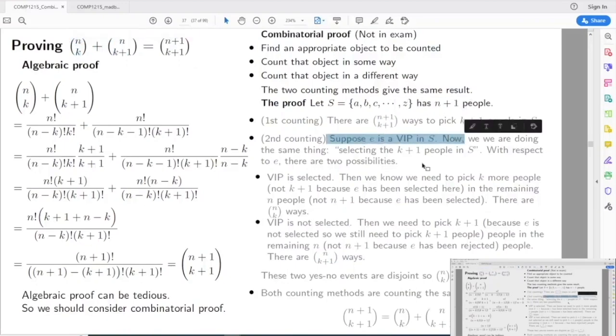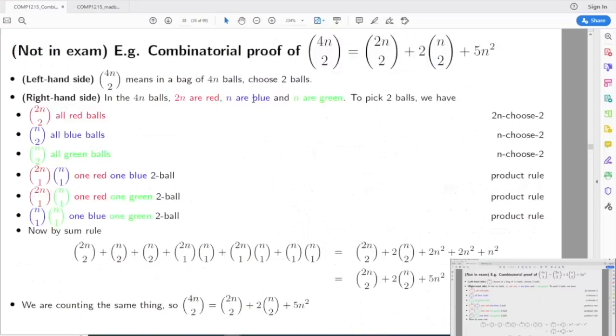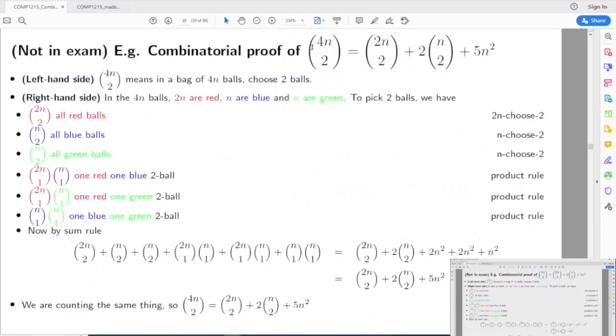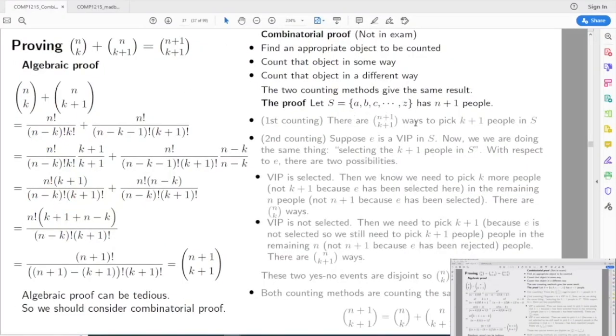So now, this is the trick. Notice what I did previously: I paint them with some color. This is the idea. Imagine this person, E, is so important, I call it VIP. Then we now do the same thing. We also select K plus 1 people in the set. This is the same as what? I pick 2 balls without a paint, and I pick 2 balls with a paint. Now, this is the same. The first way is I pick K plus 1 people. The second way is also I pick K plus 1 people. But now one person is VIP.